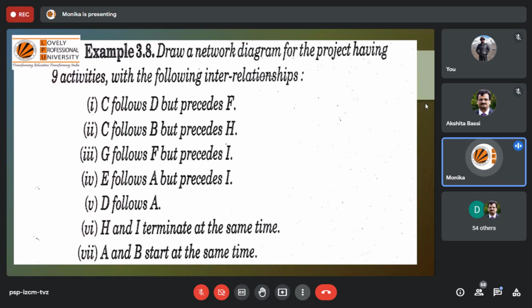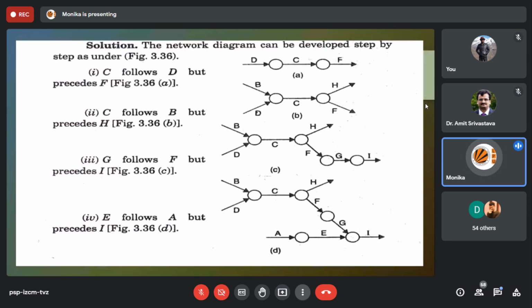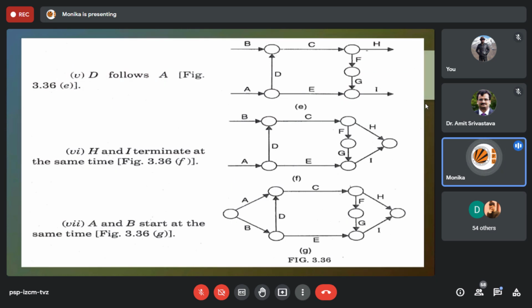I hope you have practiced and were able to solve this question. I'll show you the solution also, how this diagram is drawn. I'll share both of the PPTs today, and you will be able to see the solution by yourself. If any confusion remains, I'll resolve it at the end of the session.